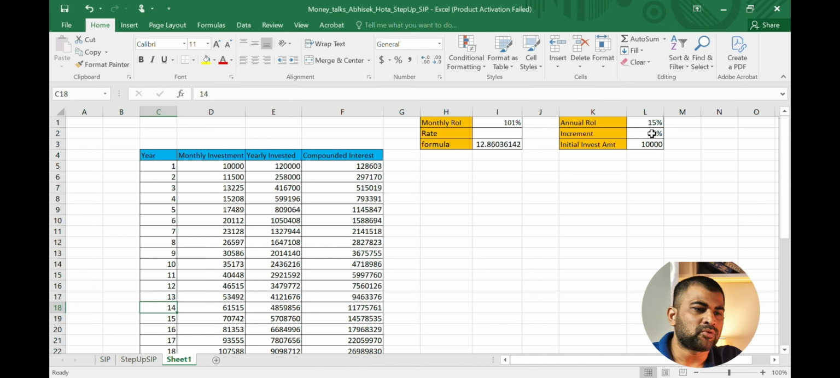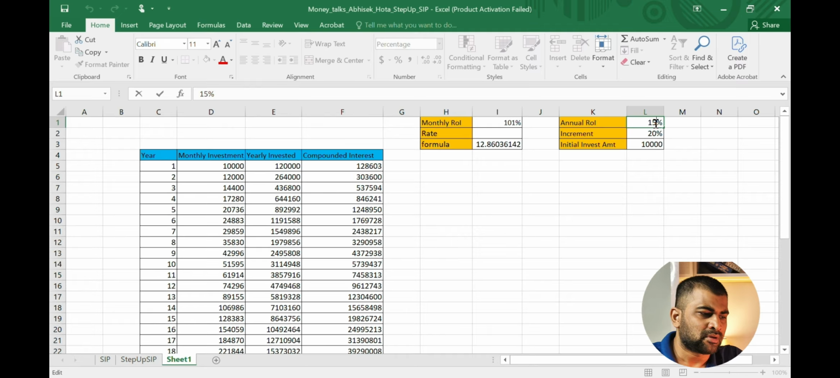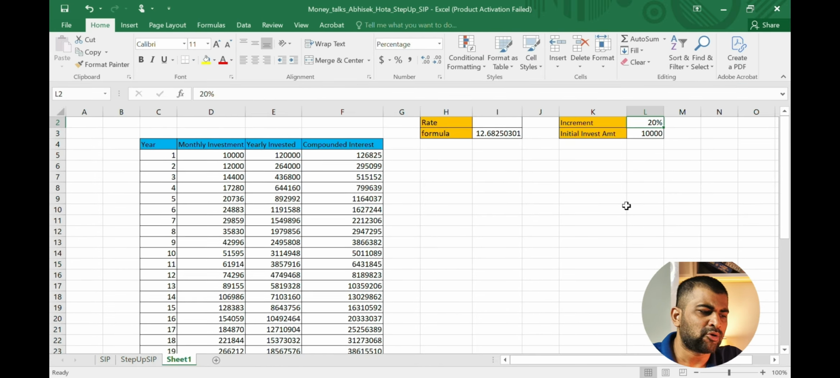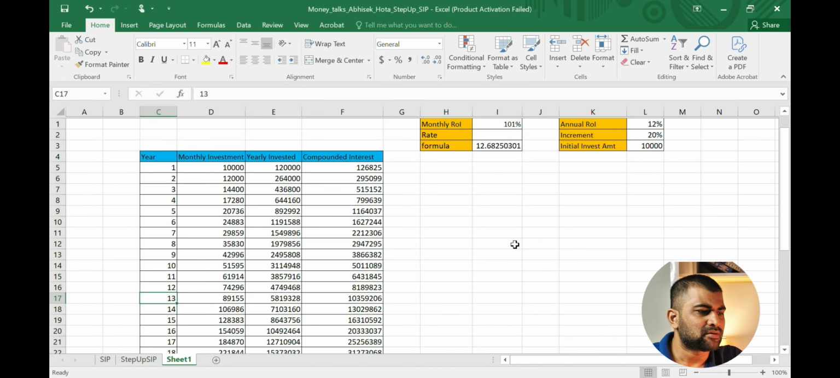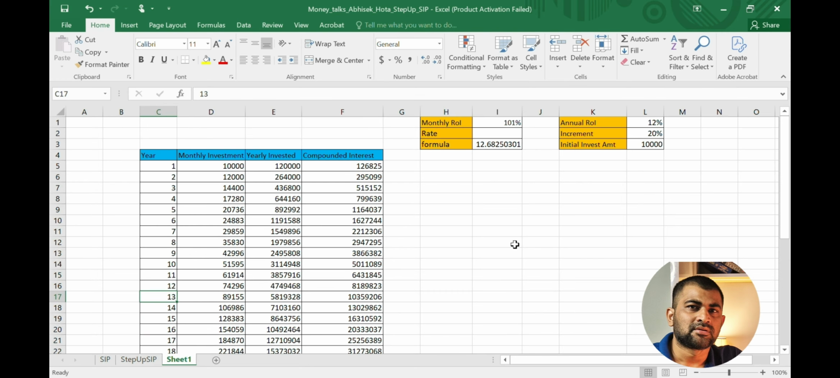And if your income grows more, after some period of time you can increase it to 20 as well. And let's make the annual ROI 12%, which is the average one. Okay, see, now you are reaching the 1 crore at 13 years. So if you are implementing 20% every year, you are reaching 1 crore in 13 years. Okay. So now let's make it to 10%.